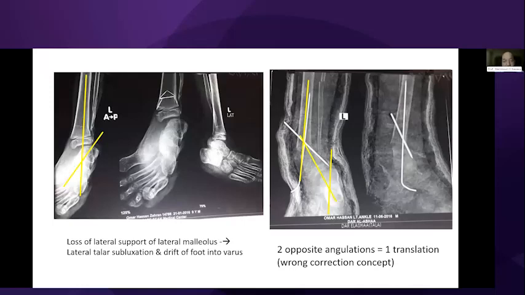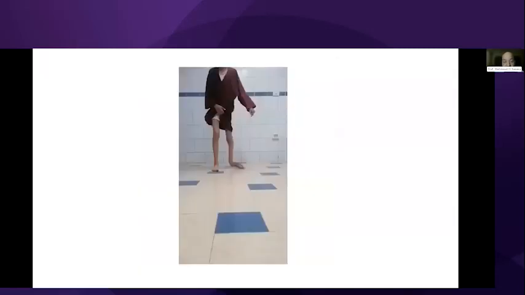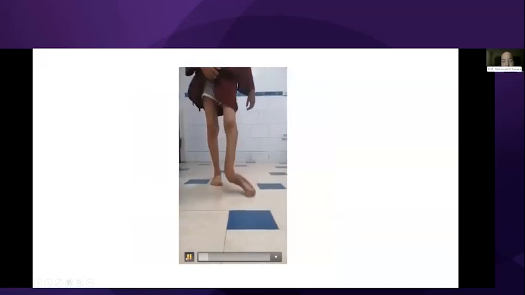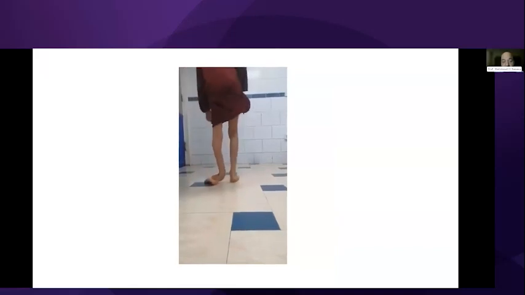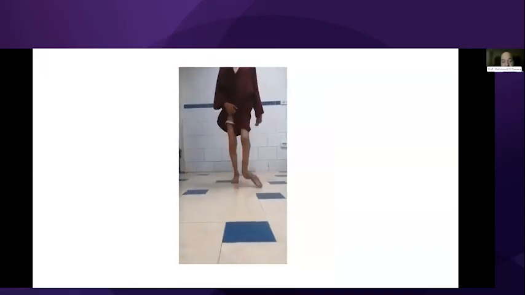And the end result is that he presented at the age of 14 years with this severe deformity, where the joint orientation line of the ankle joint was perpendicular to the joint orientation line of the knee joint, and the foot was placed on the lateral aspect of the leg. And this is the way he was walking. The foot was non-showable. He cannot wear shoes, and it was markedly translated and angulated with a severe deformity at the distal tip.